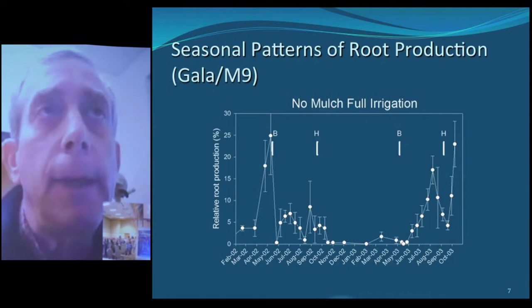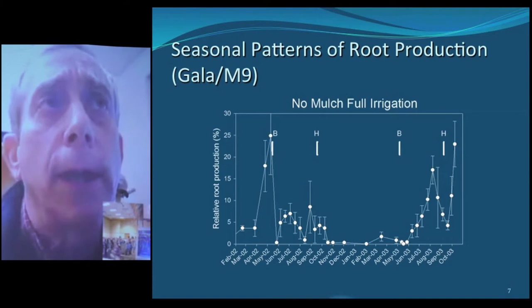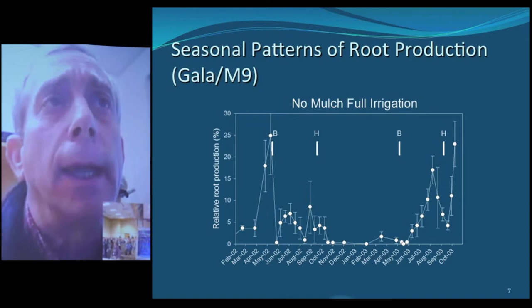So this is data for the unmulched treatment that was getting fully irrigated, and what I'm showing here is the root distribution taken as a percent of the total. So if you add up every month of the year, the total would be 100%. And so I did this for every plot so that I could talk about relative production over the year. And what we see is in 2002, most of the root production was by bloom. The other bar here is harvest, so you see these vertical bars at the top of the graph, bloom and harvest over the 2 years.